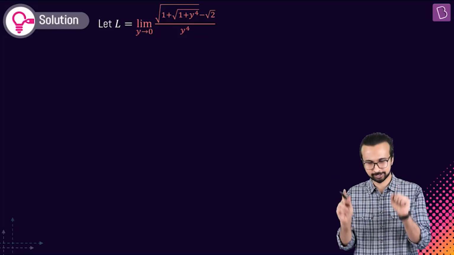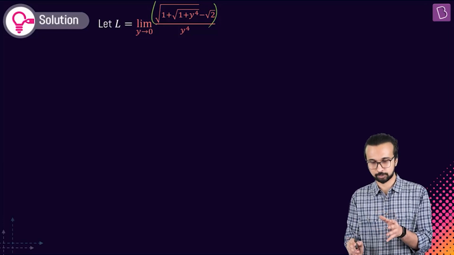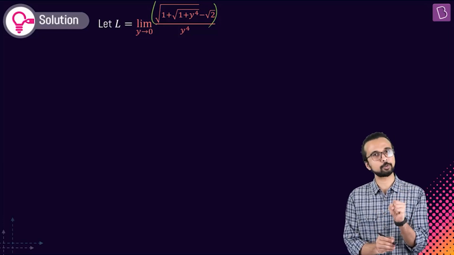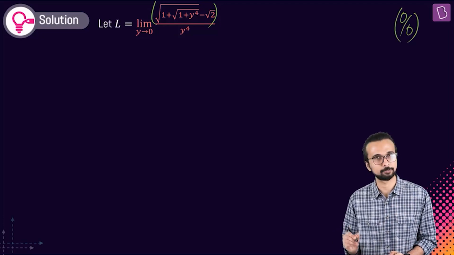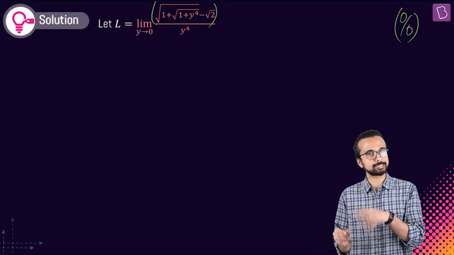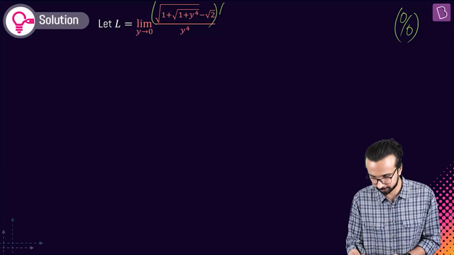So you see two square roots subtracting each other in the numerator here. So let's try rationalization, right? Because when you put y tends to 0, you're getting root of 2 minus root of 2, which is 0, divided by 0 power 4. 0 by 0 form. Okay, you're getting a 0 by 0 form. So first thing we'll do is we'll rationalize this, see what we can get from here.